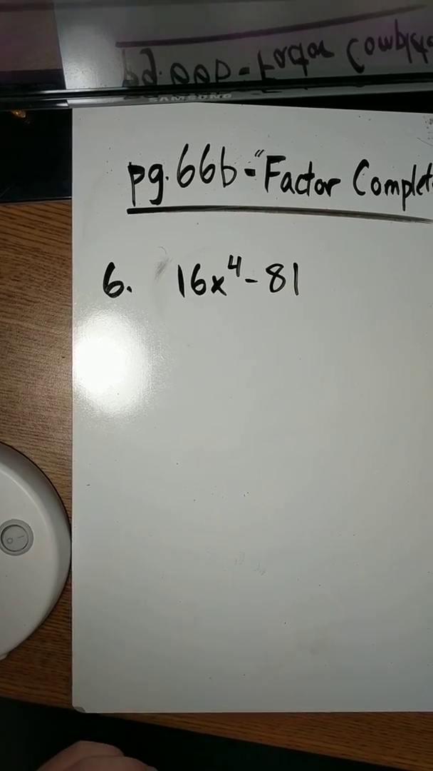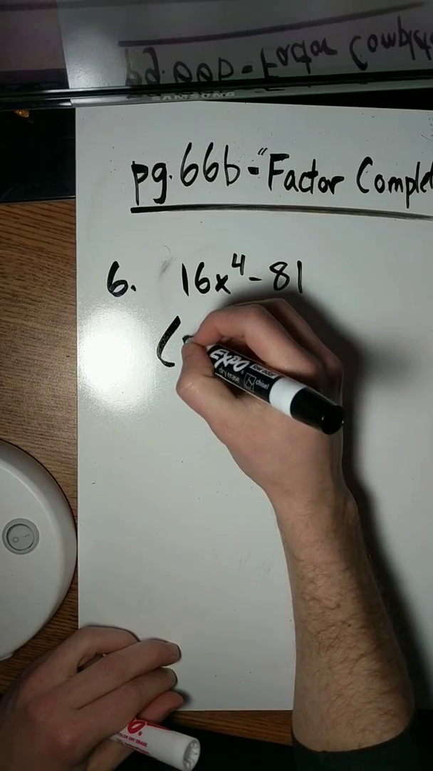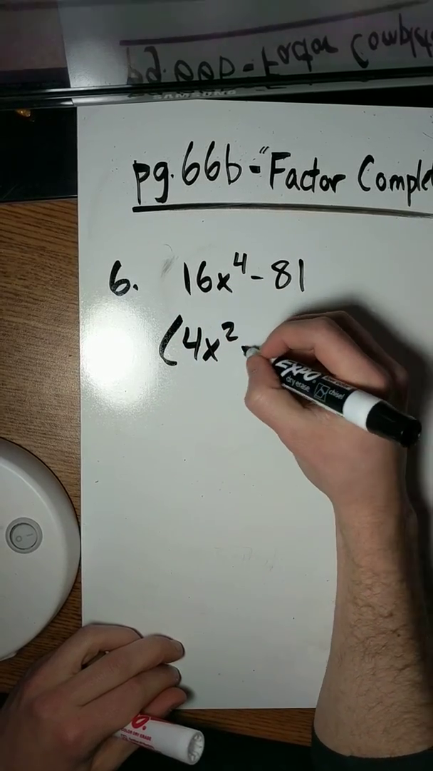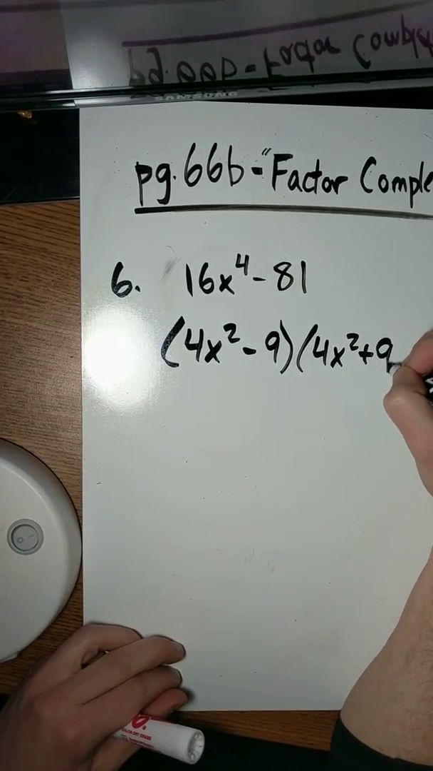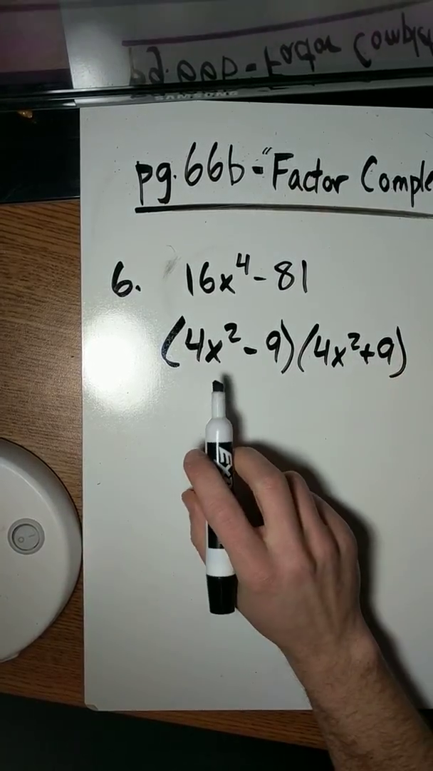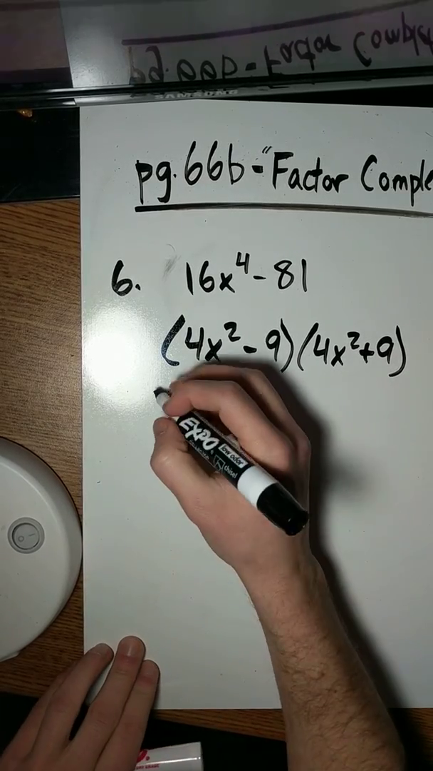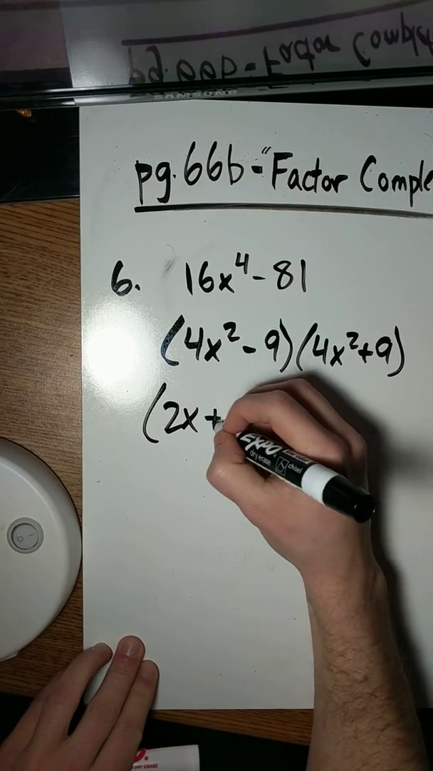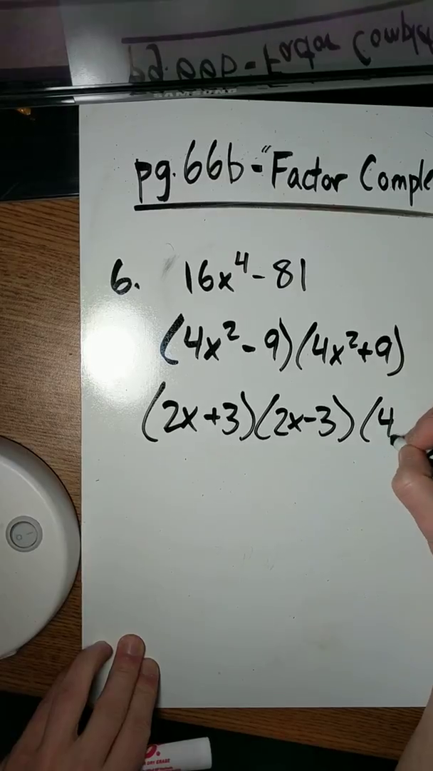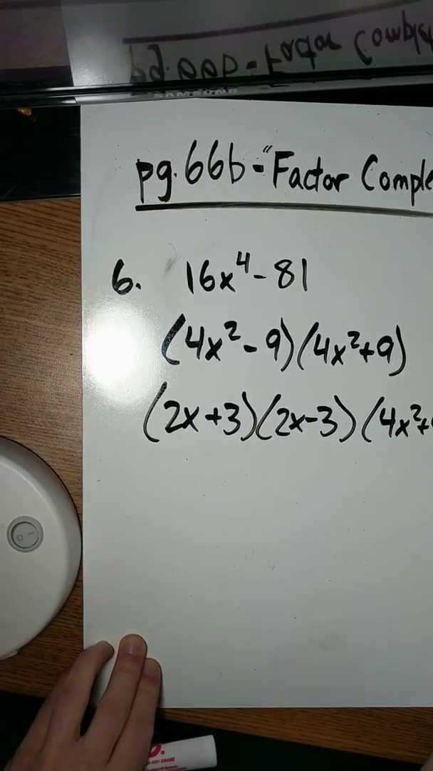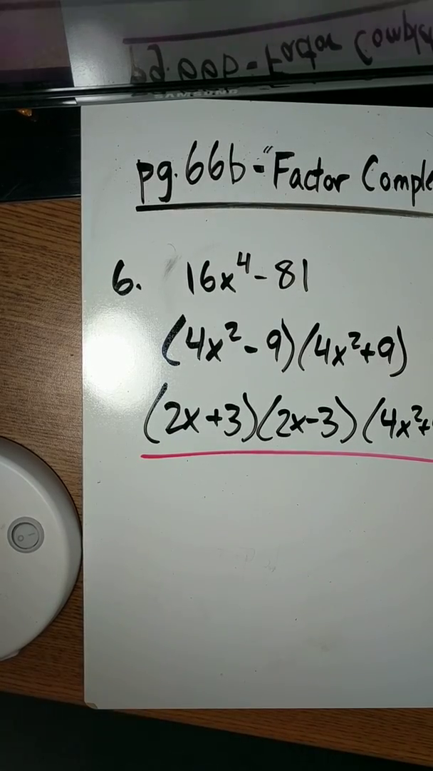All right, so this one right off the bat, I can see that it is a difference of squares. It will split up to 4x squared minus 9 and 4x squared plus 9. Okay. We keep looking. Make sure you always look at the ones that are different to make sure that they aren't difference of squares. In this case, it is. So we can split it up again. 2x plus 3, 2x minus 3, 4x squared plus 9. This can't be split up because it is a sum. So this would be our final factored form.